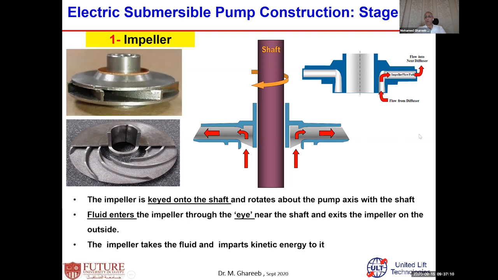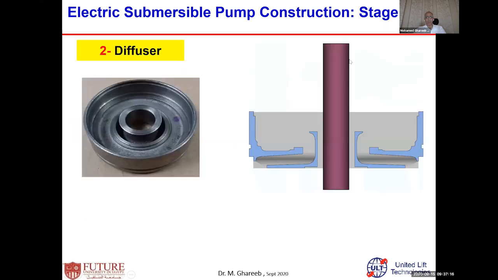I don't need the fluid to go in that direction. I need the fluid to go up the well, outside of the well. Then I need the fluid to go in this direction. Then the second part, in order to complete the cycle here, is called the diffuser.